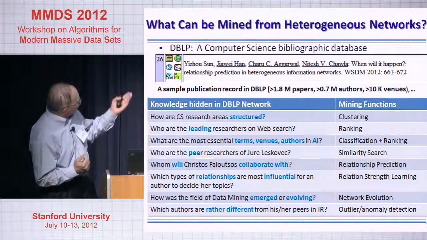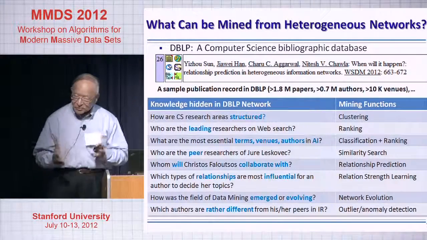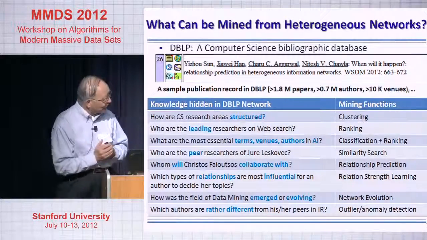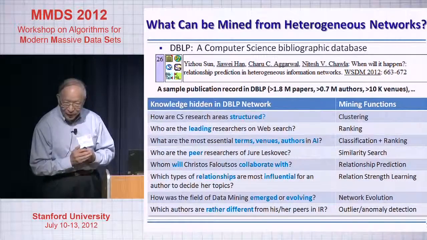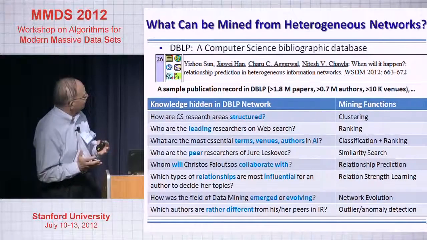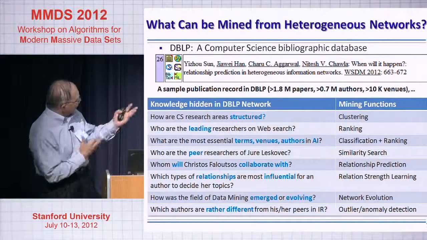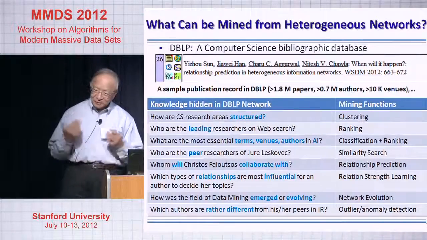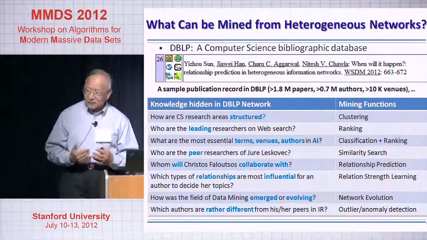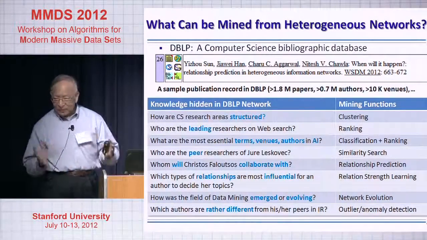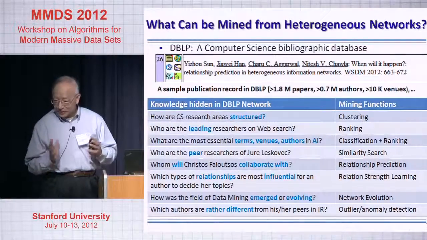And whom Chris Faloutsos is going to collaborate with, what kind of topic they are going to work on. And there are many, many things you think it's almost impossible to get. Actually, it's not too hard to get once we view them as a typed heterogeneous information network.